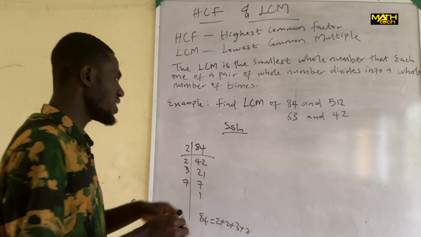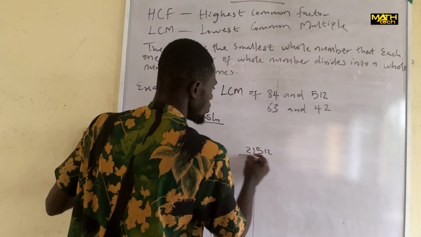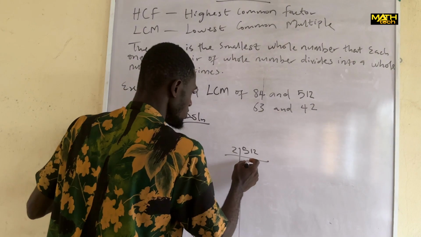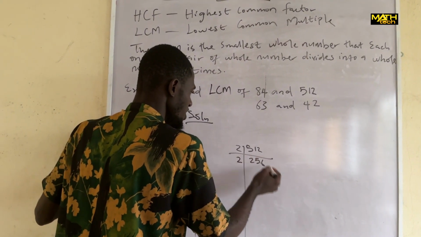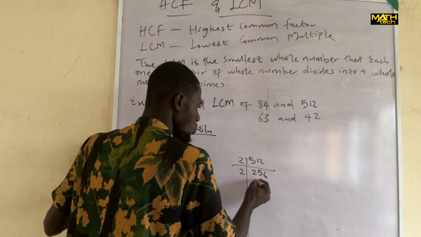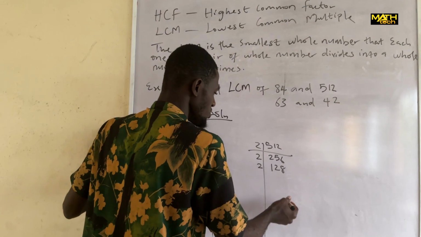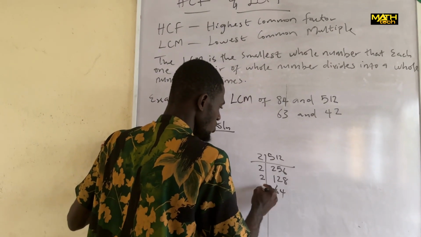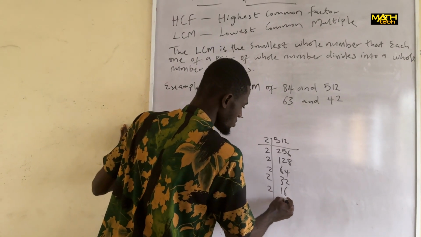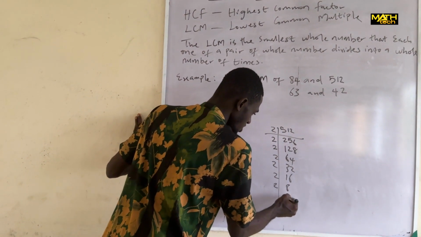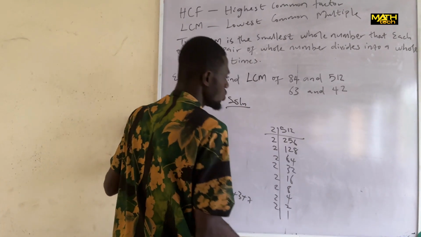So let's go for 512. We say 256, 2 here, and we say 128, 2 here. We say 64, 2 here. We say 32, 2 here. We say 16, 2 here. We say 8, 2 here. We say 4, 2 here. We say 2, and 2 here. We say 1.